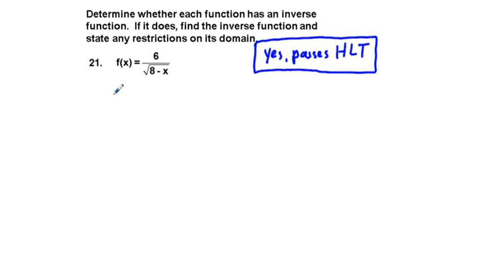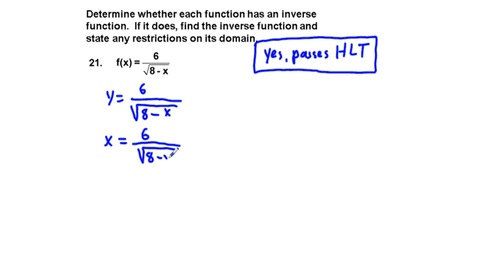First step, I'm going to just work down. We're going to change this to y equals 6 over square root of quantity 8 minus x. Next, we're going to switch positions of the x's and the y's. So I'm going to rewrite this as x equals 6 over square root of quantity 8 minus y. Next, we're going to clear out the denominator by multiplying both sides of this equation by square root of quantity 8 minus y.